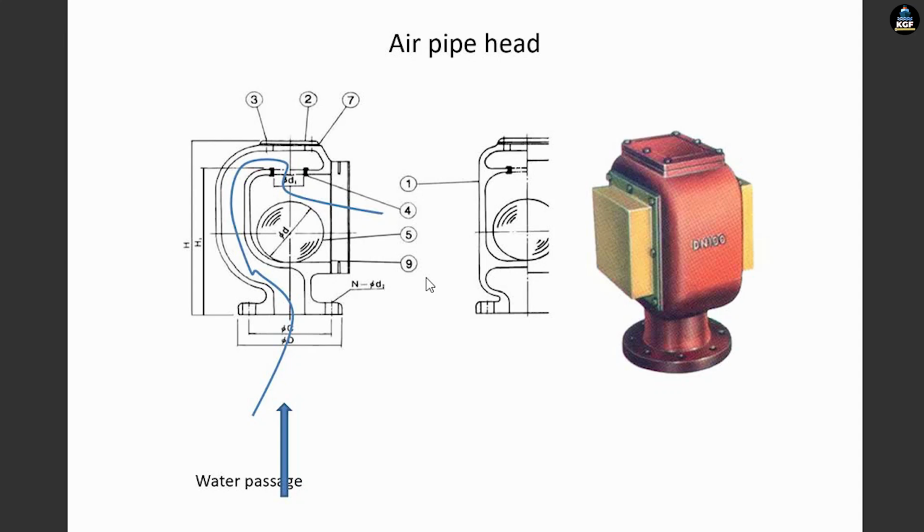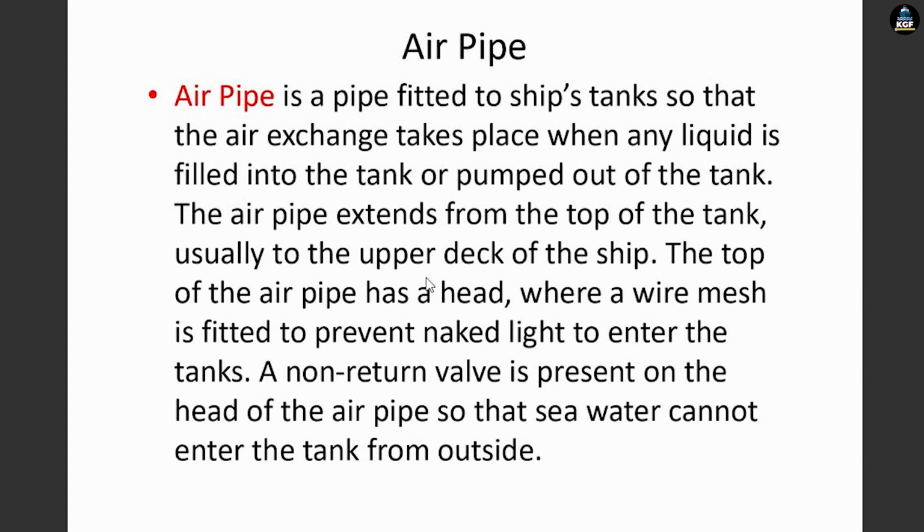You can understand how the water is coming and going inside the tank and how the tank breathes in and out. So an air pipe is a pipe fitted to the ship's tank so that air exchange takes place when any liquid is filled into the tank or pumped out of the tank.